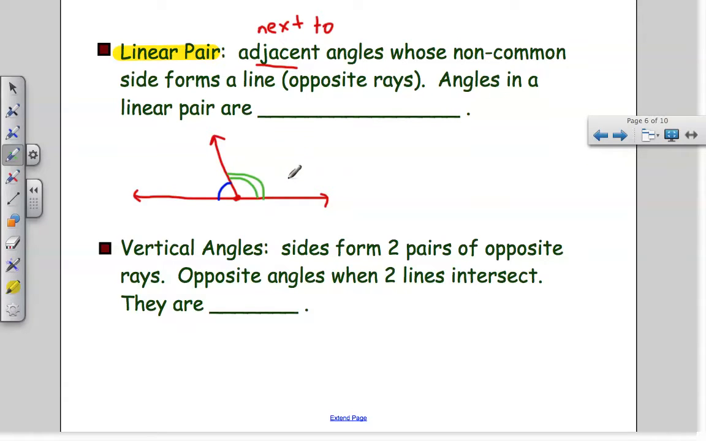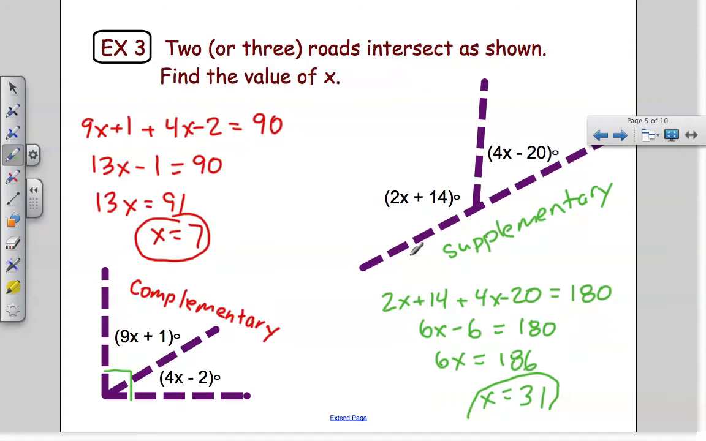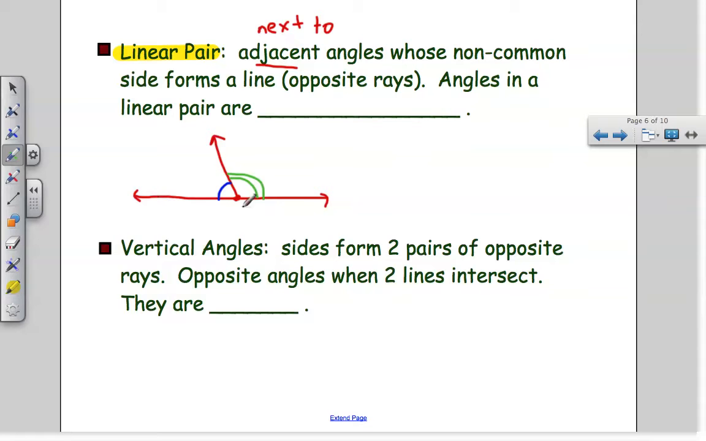And what's special about angles in a linear pair? Just like we saw with this last example with these two roads, if these two angles in a linear pair are on a line next to each other, I know from angle addition that these two angles must add up to 180 because that's the measure of a straight angle. What word did we just talk about earlier that means angles that add up to 180? Supplementary.